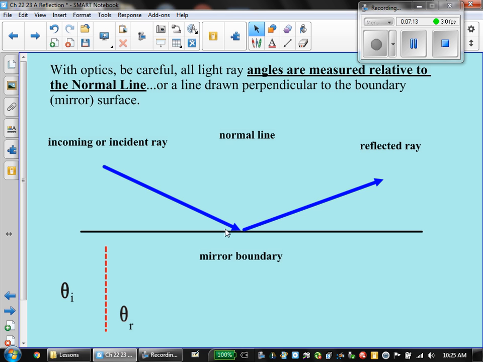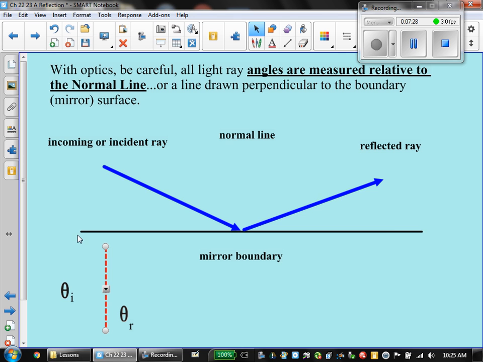Here's a mirror down here. We're going to shine light on the mirror. The light is going to hit the mirror and bounce off. And as you probably suspect, the angle at which the light ray comes off is the same as the angle it went in. In optics, it's important to remember that angles are always measured relative to a normal line.